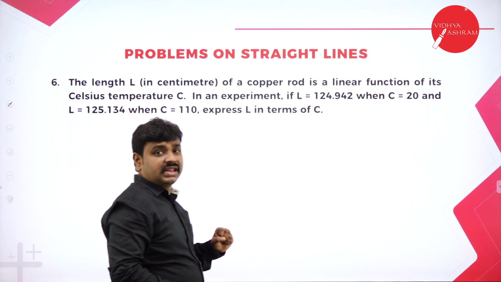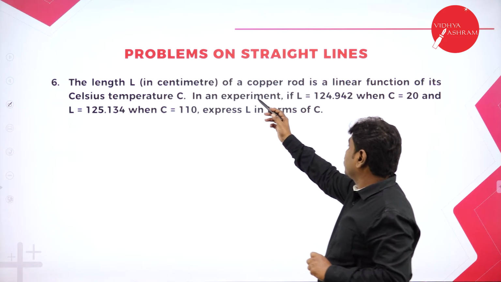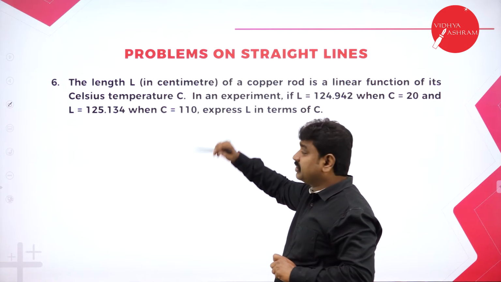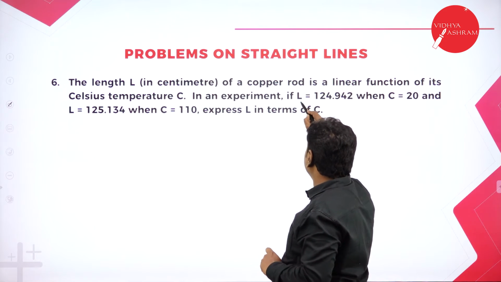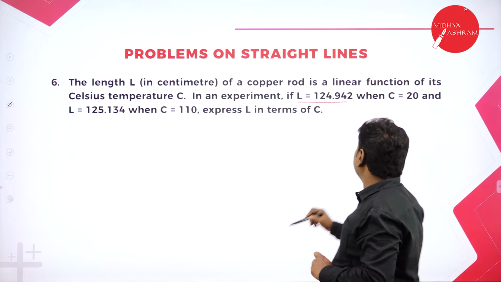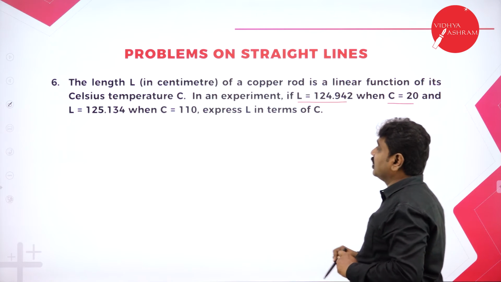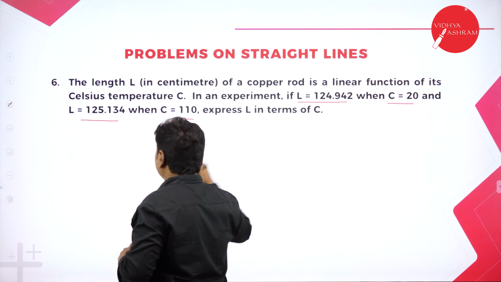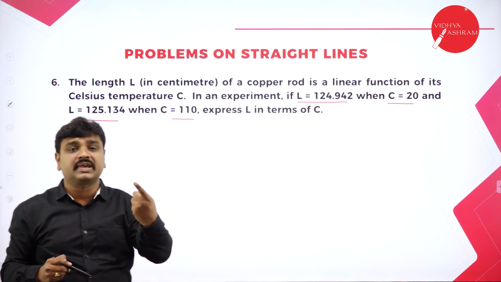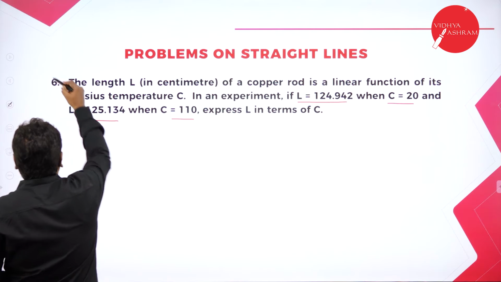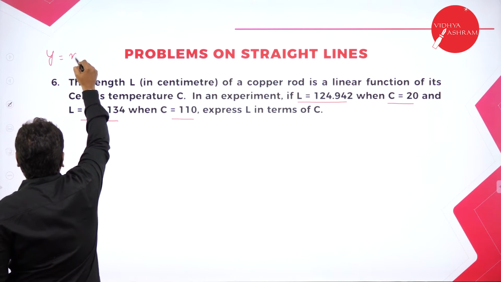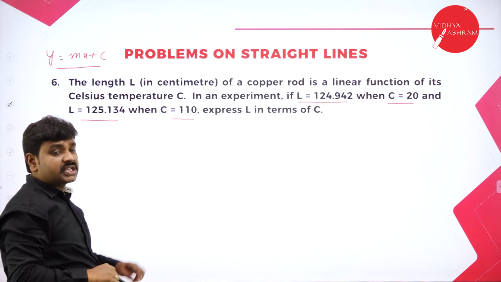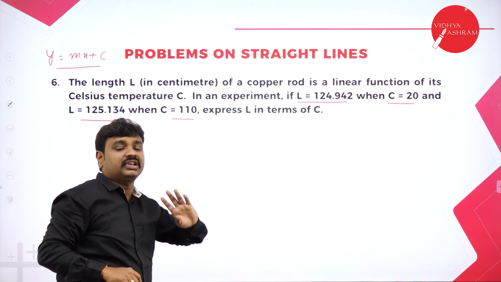Question: the length L in centimeters of a copper rod is a linear function of its Celsius temperature C in an experiment. They gave an L value and a C value, and again they give another set, that is an L value and a C value. They're asking you to express L in terms of C. See, a straight line means we have represented y as a function of x, right? So we know how to represent y in terms of x. Similarly, now they want L in terms of C.